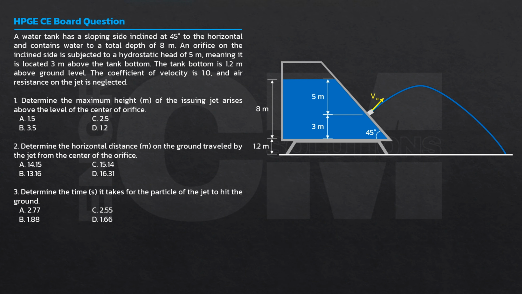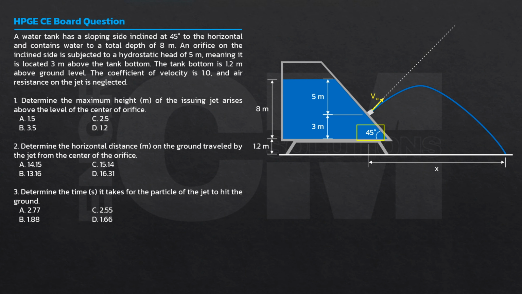Determine the maximum height of the issuing jet above the level of the center of the orifice. Determine the horizontal distance on the ground traveled by the jet from the center of the orifice. From the center of the orifice, this is the horizontal distance traveled, let's call it X. And determine the time it takes for the particle of the jet to hit the ground.